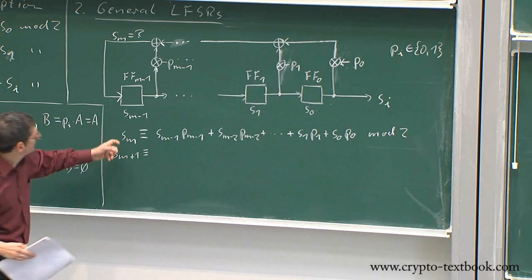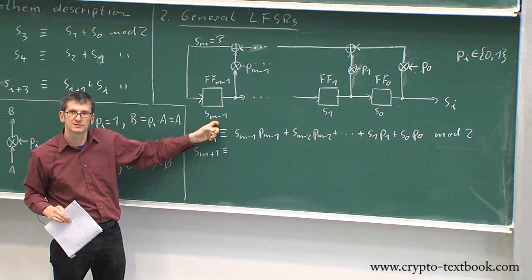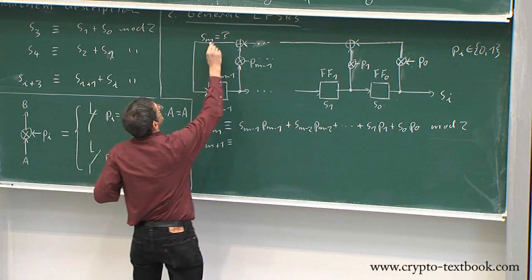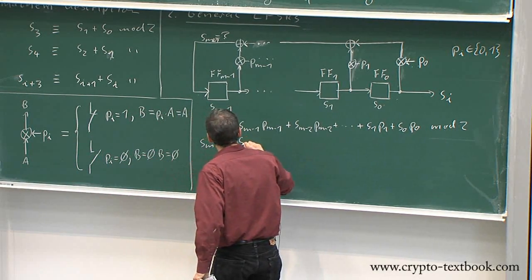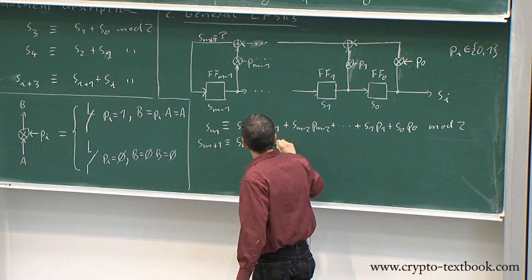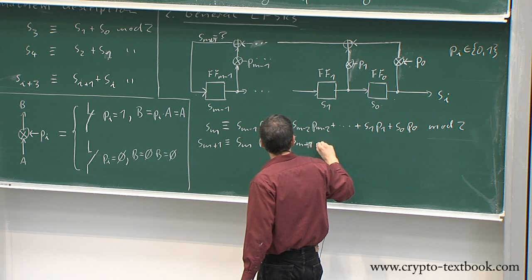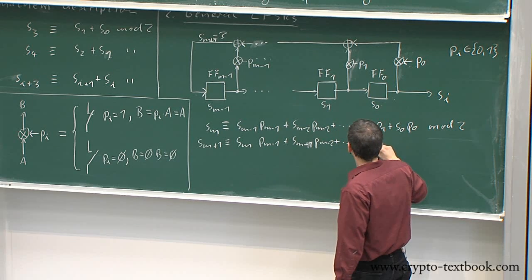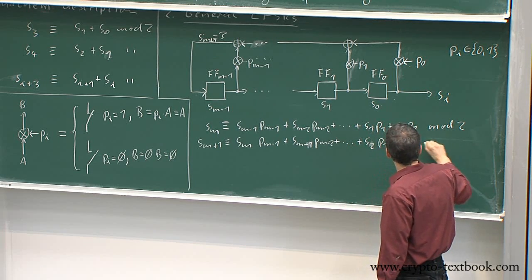After one clock cycle, what is the contents of this flip-flop? We don't have S_{m-1}, but S_m is in here. So if you compute S_{m+1} at this point, you look, this contains an S_m, so this becomes S_m, but multiplied by the same p, so the p stays the same. Plus S_2 P_1 plus S_1 P_0 modulo 2.